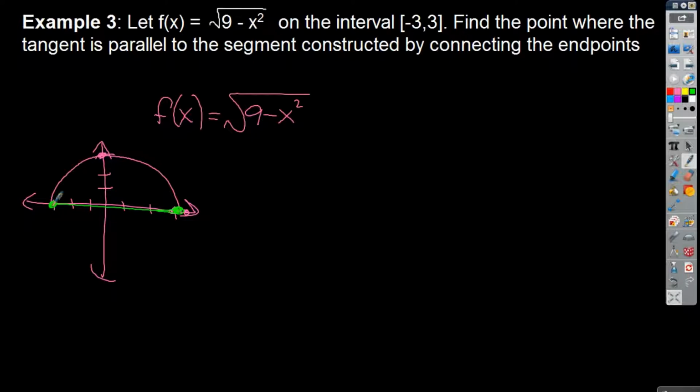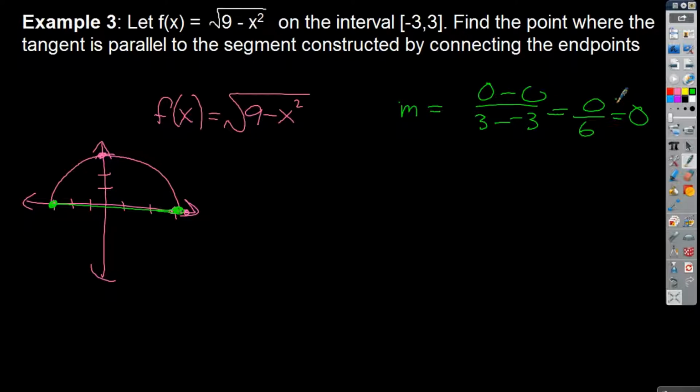The slope of that is just going to be... so we're going to find the slope between those 2 endpoints now. The slope between those 2 endpoints is going to be 0 minus 0, that's both my y's are 0, over 3 minus negative 3. We get 0 over 6, or 0. So what we have to do is find the point where the slope is 0.